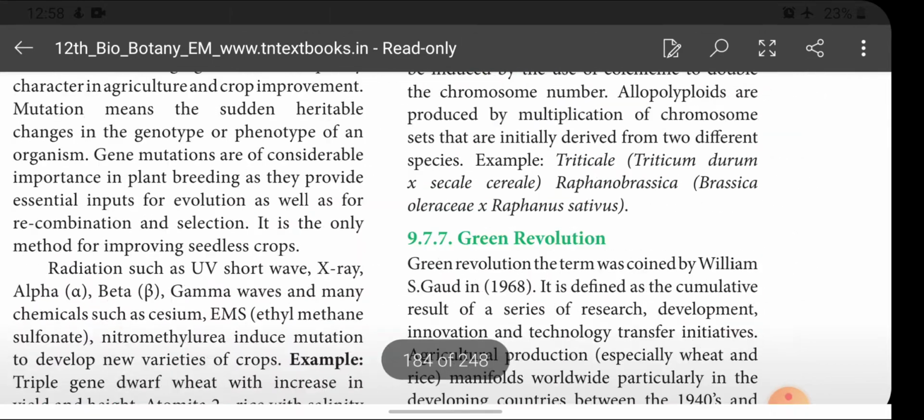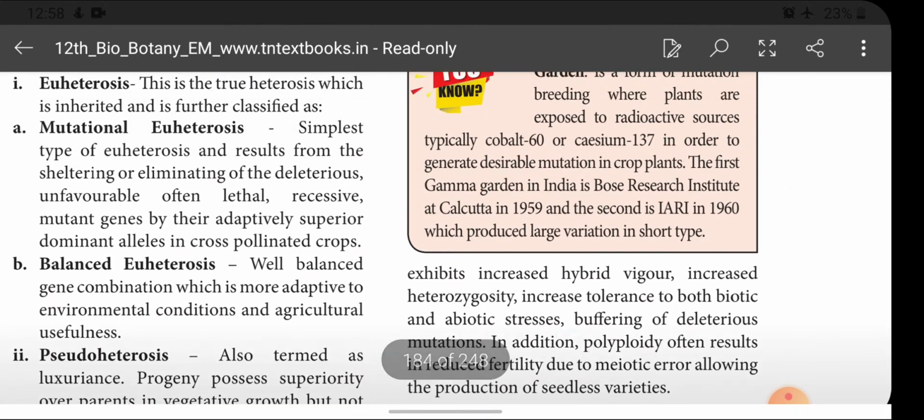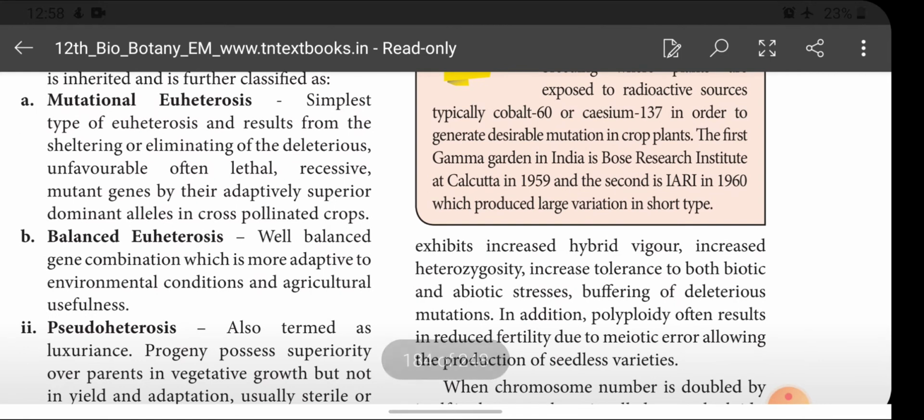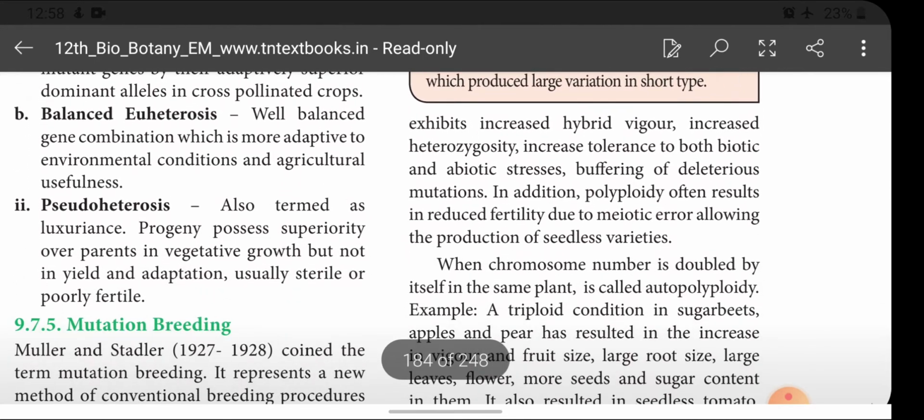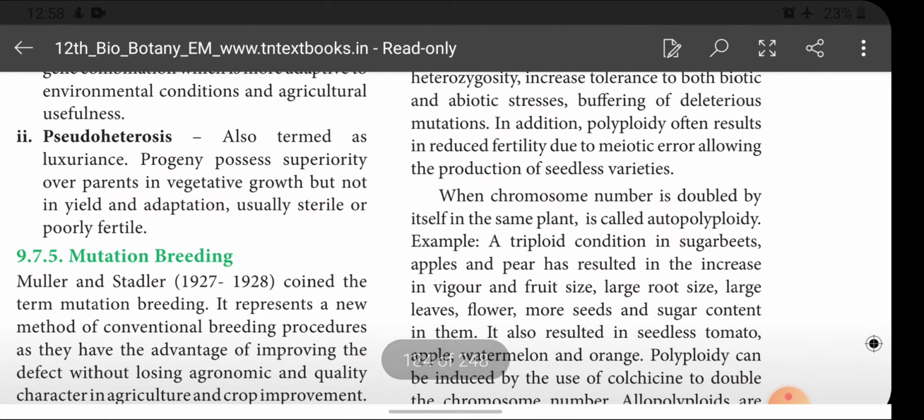Polyploids often exhibit increased hybrid vigor, increased heterozygosity, increased tolerance to both biotic and abiotic stress, and buffering of deleterious mutations. So these are the advantages of polyploid breeding. 2-mark question: mention the significance or advantages of polyploid breeding. Polyploid breeds exhibit increased hybrid vigor, increased heterozygosity, increased tolerance to both biotic and abiotic stresses, and buffering of deleterious mutations.